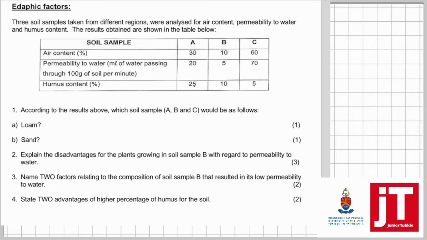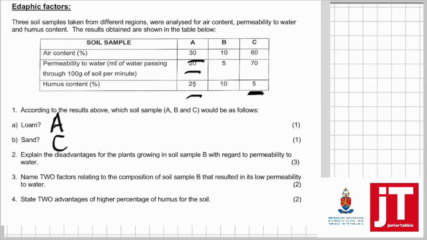Now, if you look at it, loam has a large amount of humus, has a fair amount of drainage, which means it will allow a lot of water to pass through, and a good amount of air. So soil sample A has all the characteristics that meet the requirements for loam. Sand, now we know, has very large spaces between the particles and therefore will have the most amount of air, will allow a lot of water to pass through, and is a very light color, so has very little humus. So C will be sand.